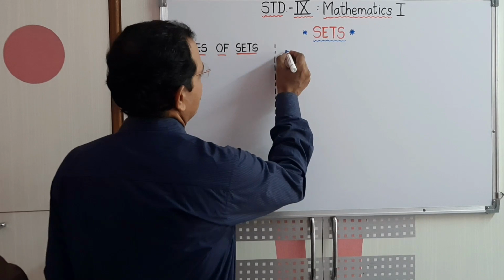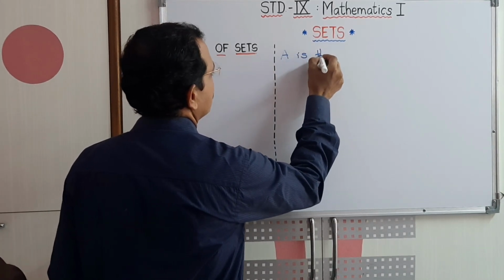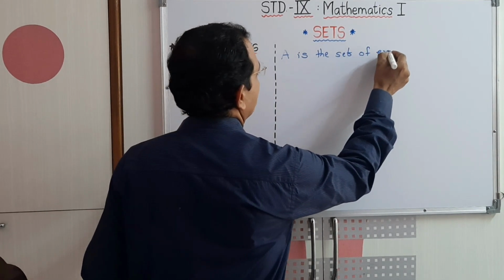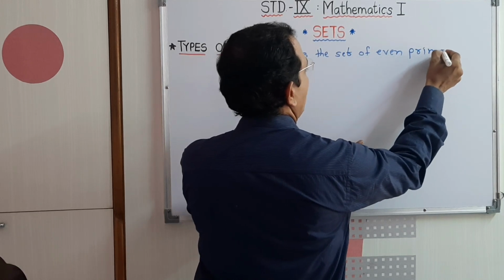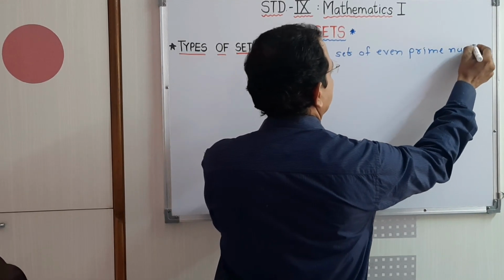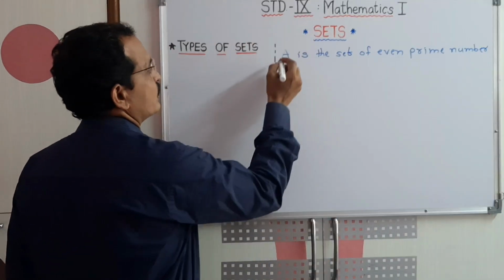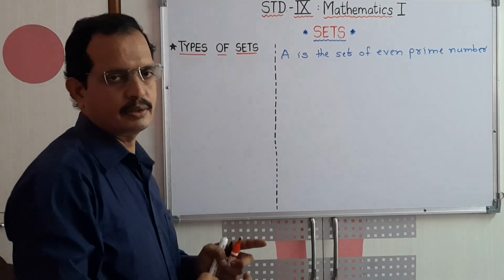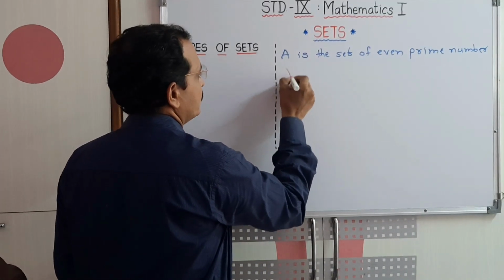Suppose I write here set A. A is the set of even prime numbers. Now this set I have to write in list method.